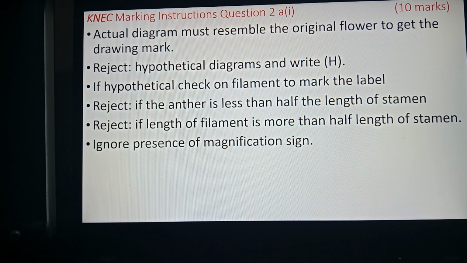Instructions. The actual diagram must resemble the original flower to get the drawing mark. Reject hypothetical diagrams and write H, representing hypothetical. So the examiner will just write H. If hypothetical, check on the filament to mark variable. Reject if the answer is less than half the range of the stamen. Reject if the length of filament is more than half length of stamen. Ignore presence of magnification sign.